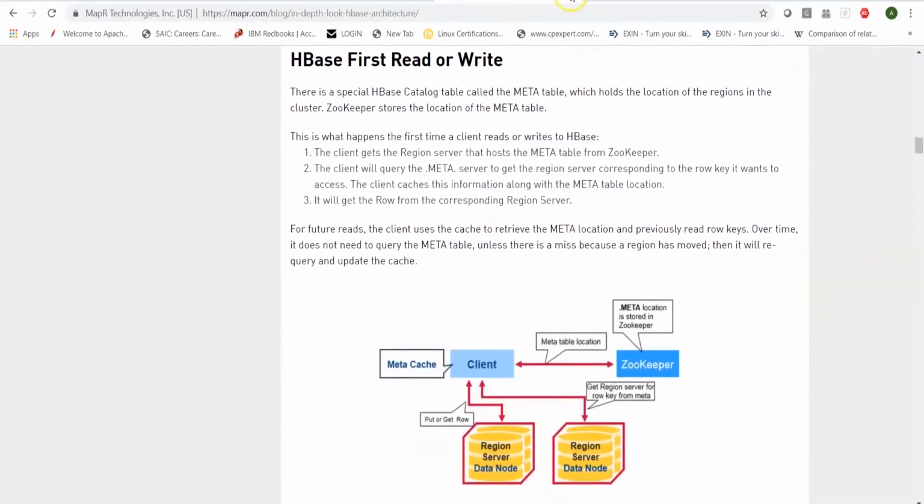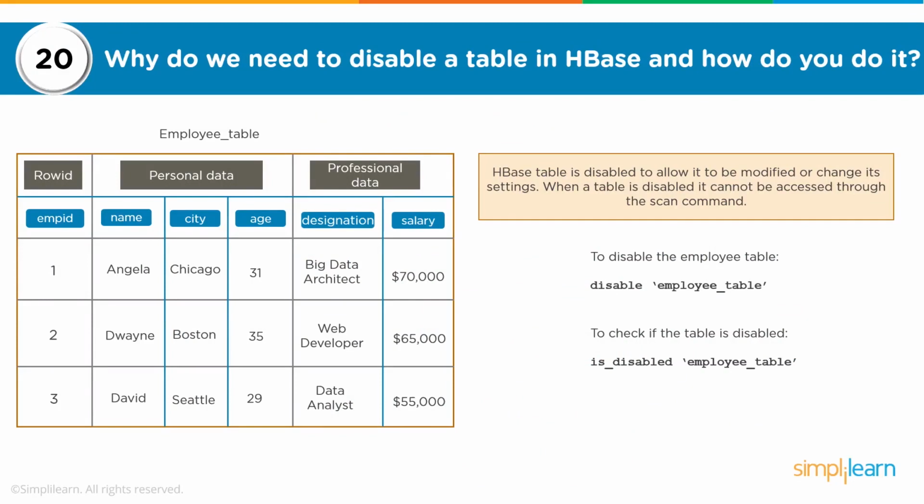Coming back and continuing, why do we need to disable a table? So there are different table operations you can do in HBase, and one of them is disabling a table.